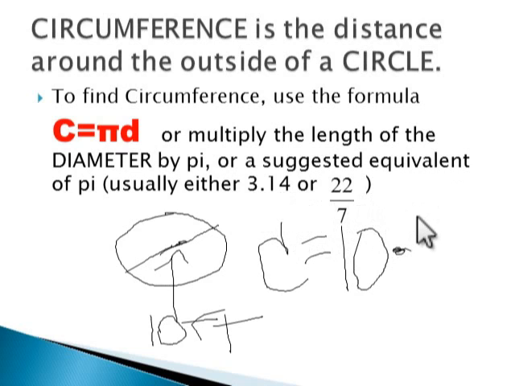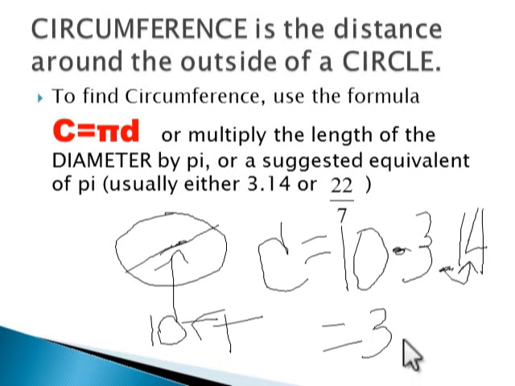So if I multiply 10 times 3.14, that's a weird 3, but that's okay. All that has to happen is I need to move the decimal point one place to the right, and so therefore the circumference equals 31.4 feet. I'm getting better at this. Okay, so that's pretty easy if you're given the diameter.